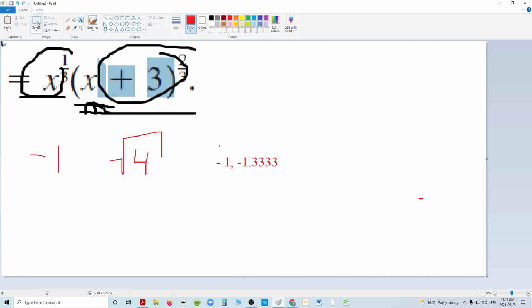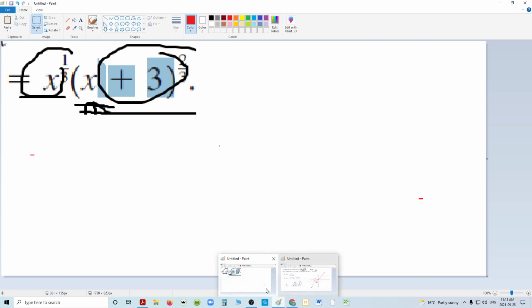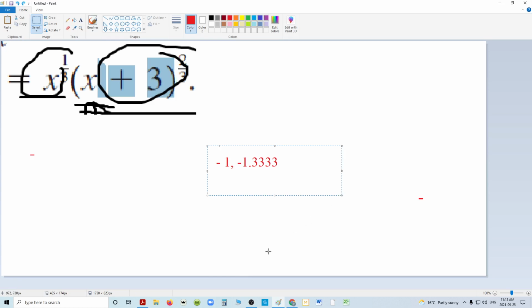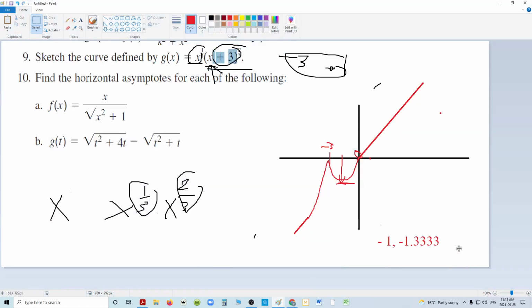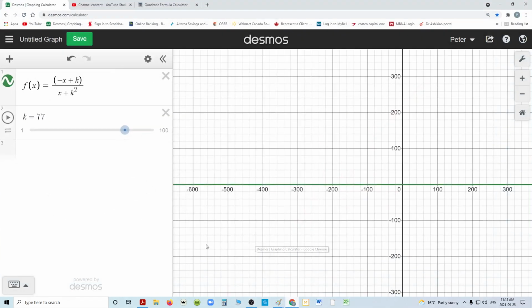So that will be a min point, because we already determined that the graph is going to look like that. So at that min point is going to be minus 1, minus 1.33. I'm not going to take a second derivative. It would be insane. So let's throw this on Desmos.